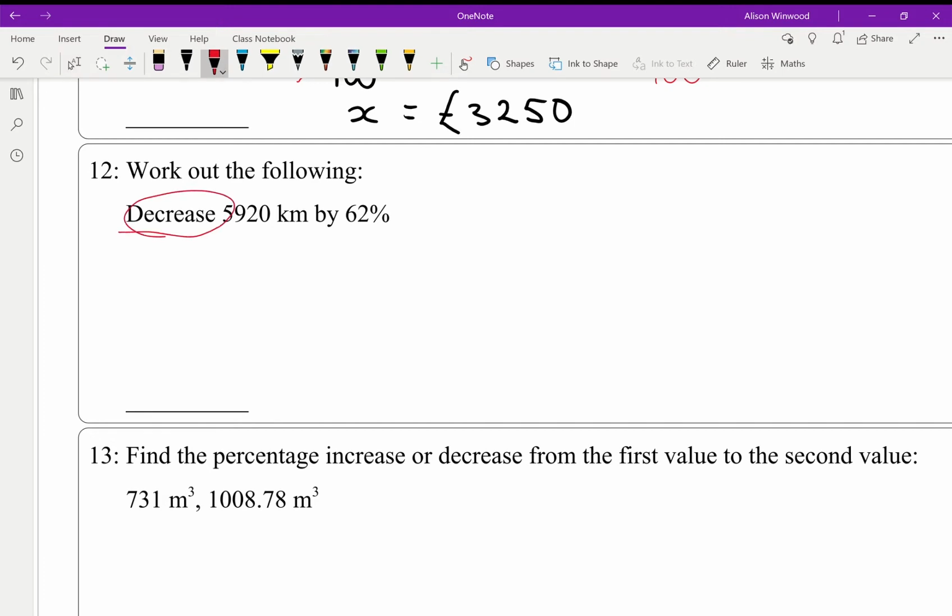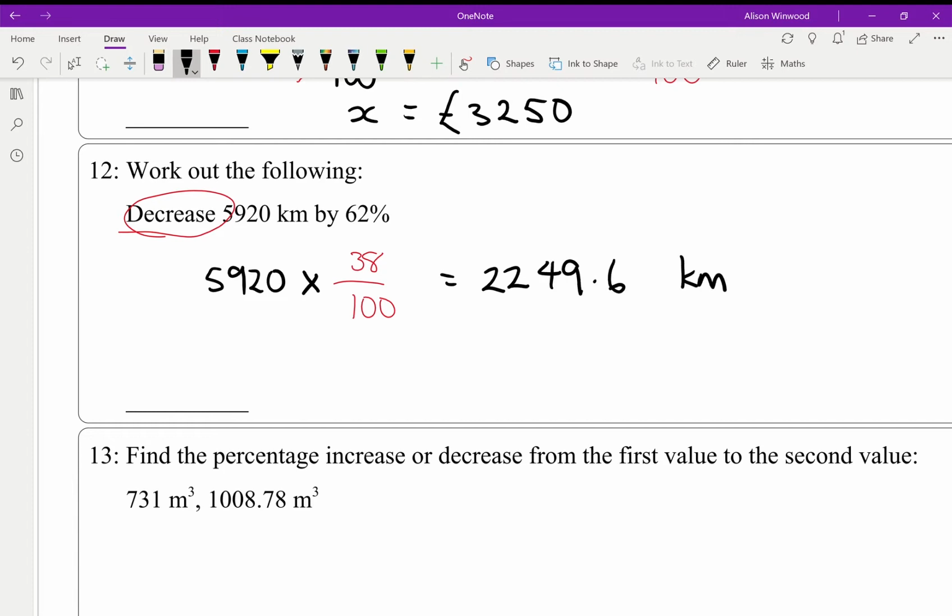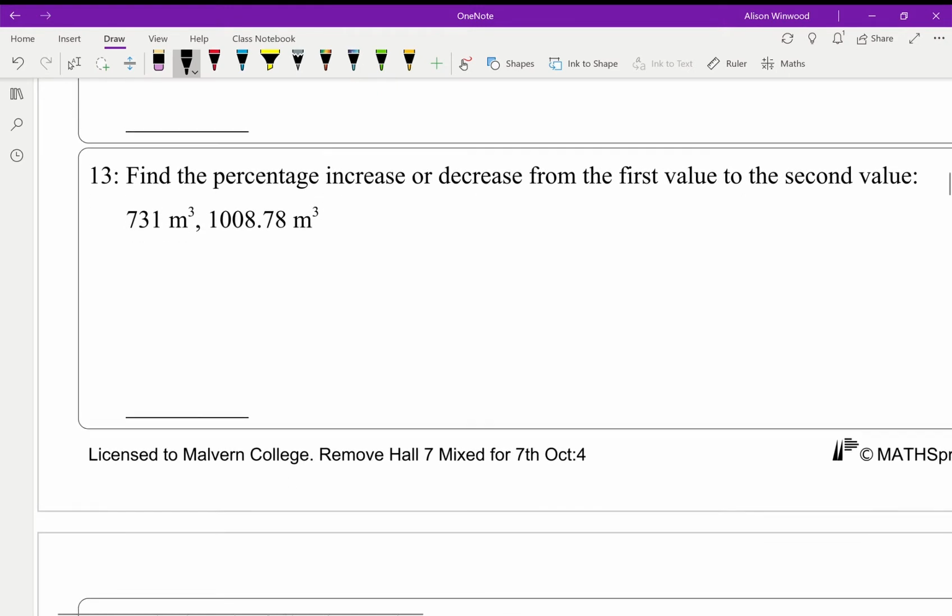Decrease means take it away from 100. So 100 subtract 62 is 38%. And then it's a standard percentage question. 2249.6 kilometres. Want the actual change.